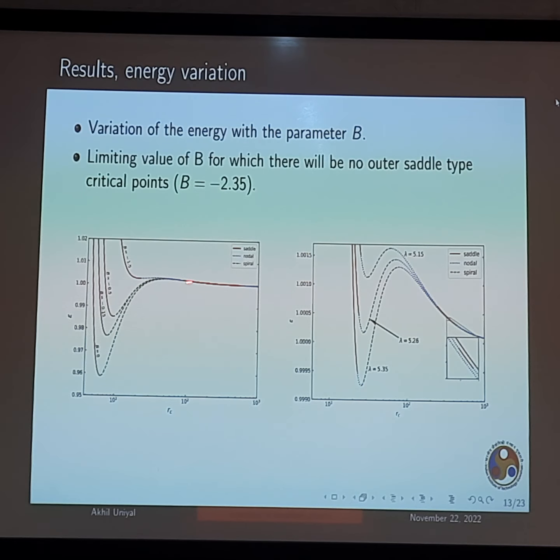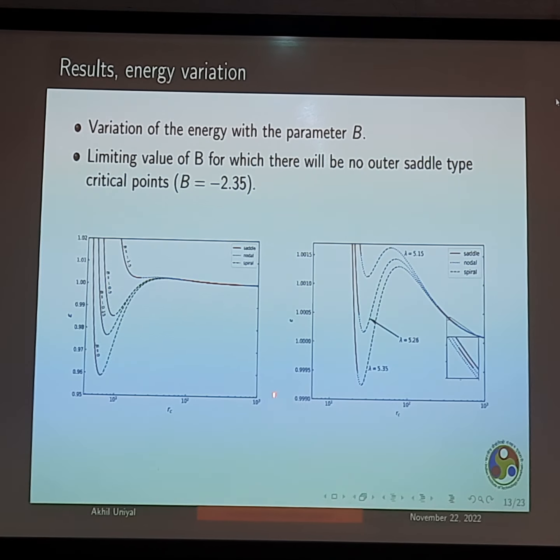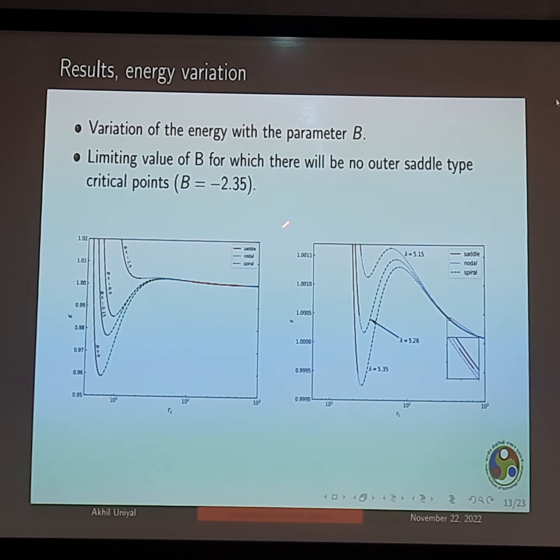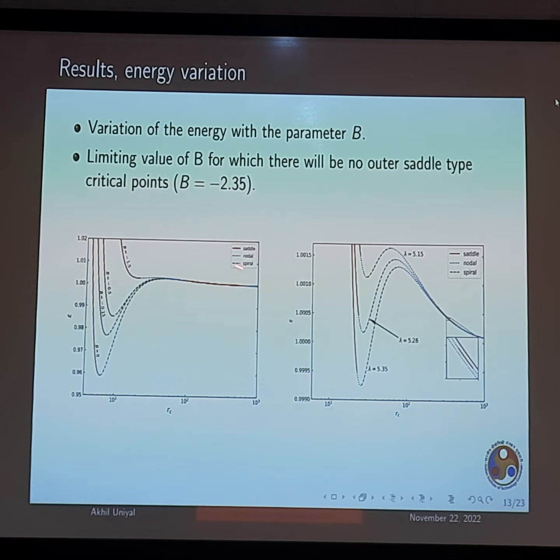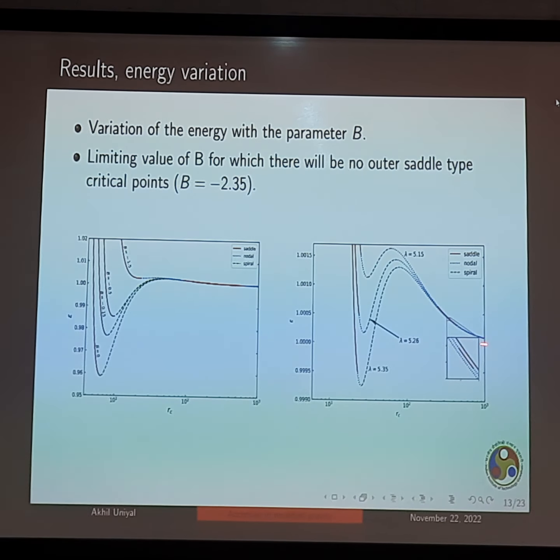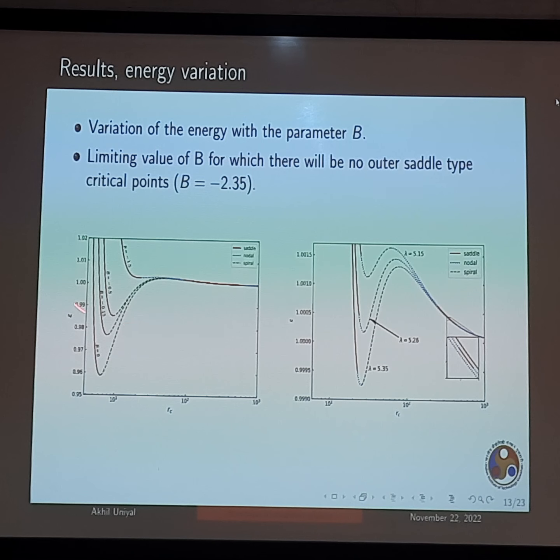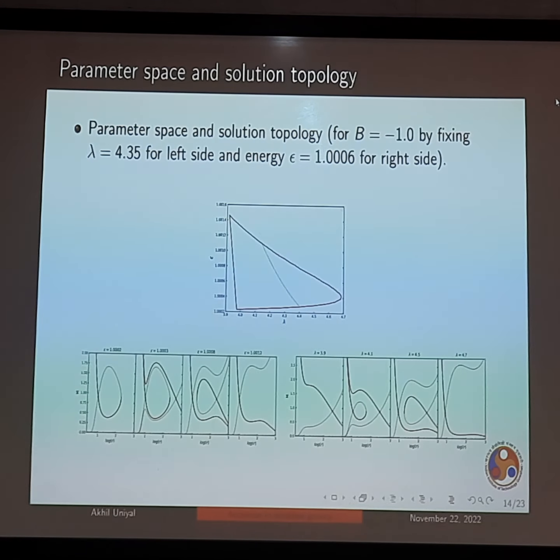So if you see forward, this red one is the saddle type critical point. Basically at the saddle type critical point, the solution will jump from the subsonic to supersonic. What we found in our model is that the modified gravity parameter actually has a limiting value for which you cannot get any outer type saddle type critical point. Why this outer type is very important, I will tell you in a later slide. But there is a limiting value. After that, you won't get any outer type saddle critical point for the accretion model. So this parameter actually has some limiting value in that sense.